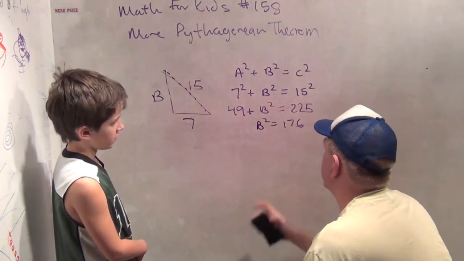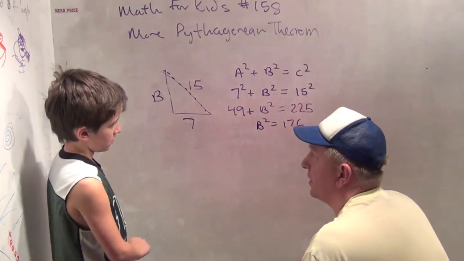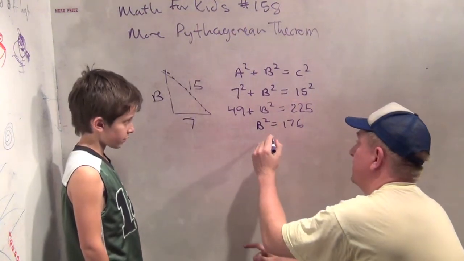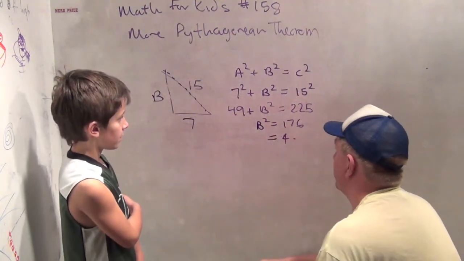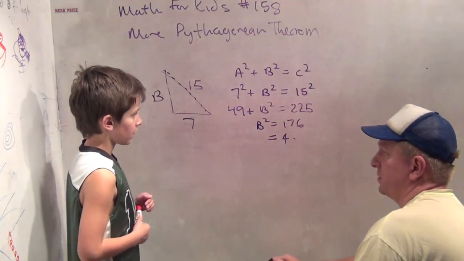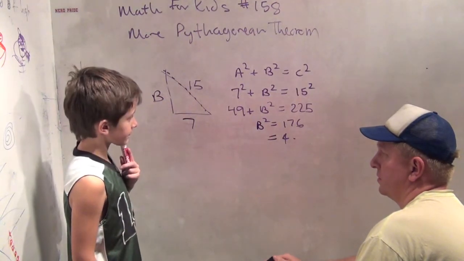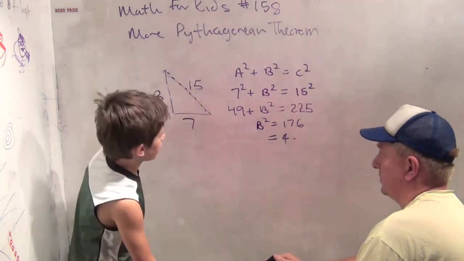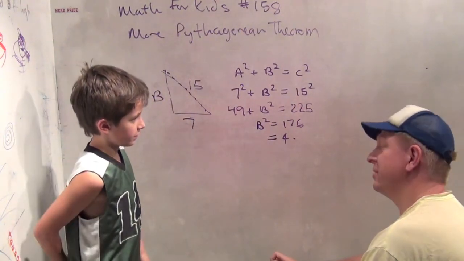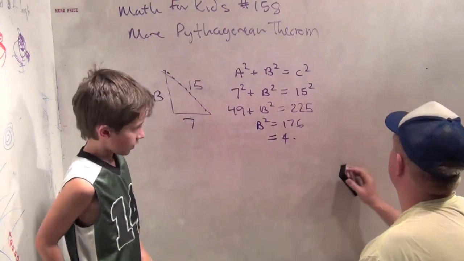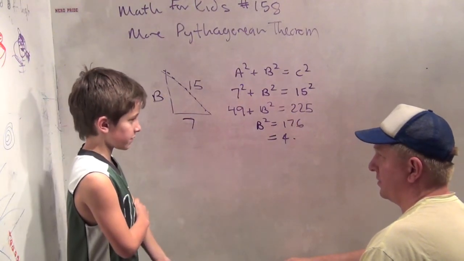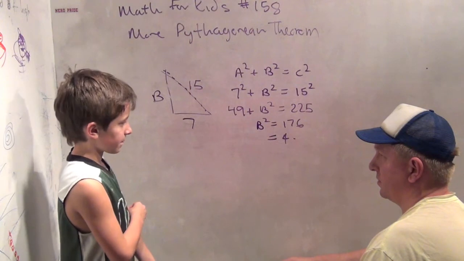No, 13 squared is 169. But what can we factor out of this that's a square? Definitely, you could factor out 4. So this is 4 times what? 4 times what is 176? Well, 4 times 40 is 160. Then we got 16. So it's 4 times 44.